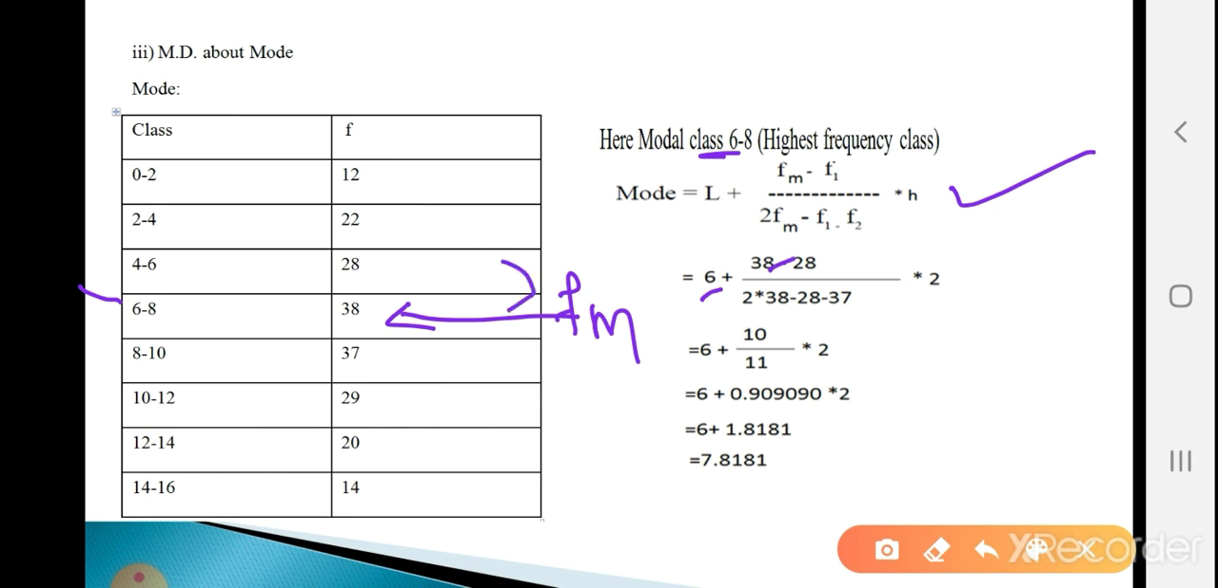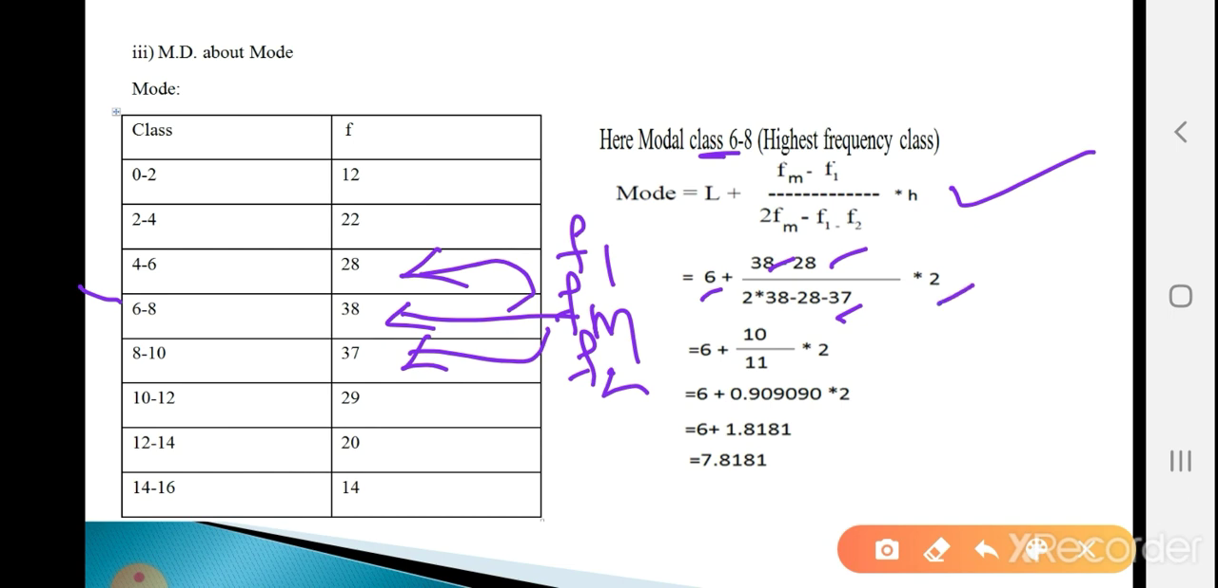Now F1 is the frequency of the pre-modal class. What is the frequency of the pre-modal class? 28. Now F2 is the frequency of the post-modal class. What is the value of F2? 37. Okay, so 6 plus (38 minus 28) divided by (2 into 38 minus 28 minus 37).